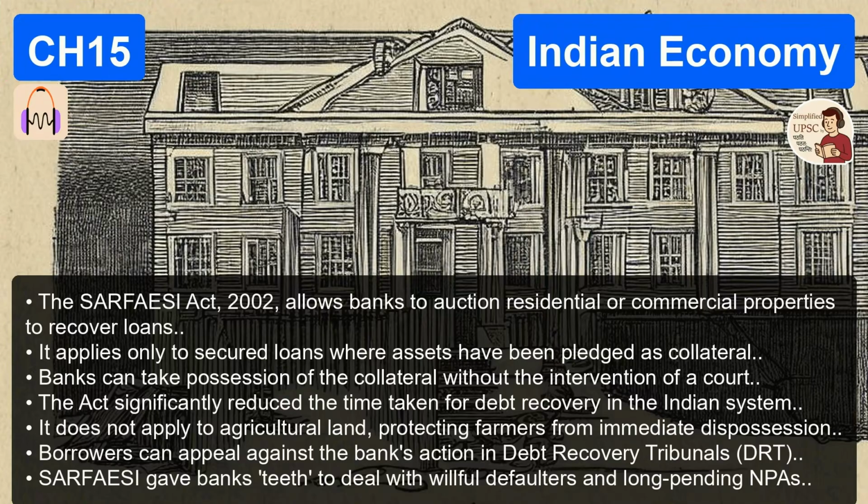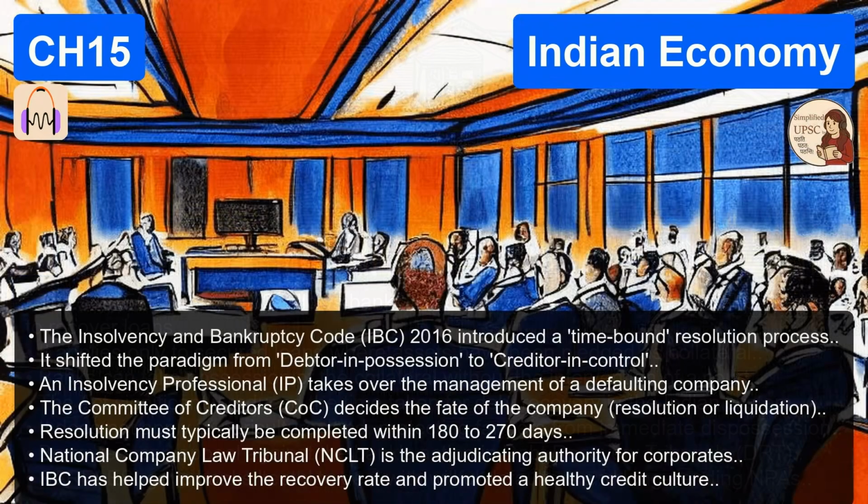If a rich businessman defaulted on a massive loan, the bank had to file a case in a regular civil court. The borrower's lawyers would drag the case on for 15 or 20 years. Meanwhile, the borrower is still living in the mansion or running the factory they didn't pay for. That's infuriating. Sarfaesi bypassed that. It empowered banks to seize, manage, and auction off secured assets like real estate to recover their dues without requiring court intervention. That gave banks some real teeth.